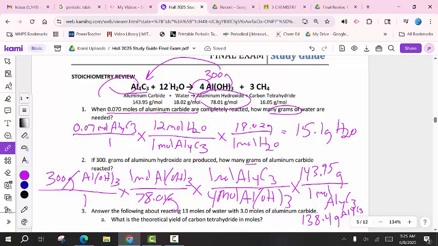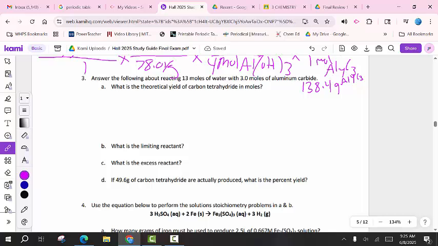Okay, the next problem involves a limiting reactant question. The problem is that they're giving you moles of each of the reactants, and it's asking how much product it could make. And so you really need to do two separate conversions. So I'm going to take the 13 moles of water and figure out how much product that can make. This is going to be easy because it's in moles and it's asking for moles. So I'm starting with water.